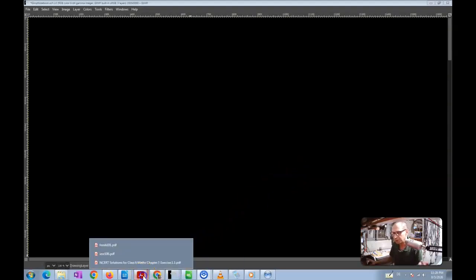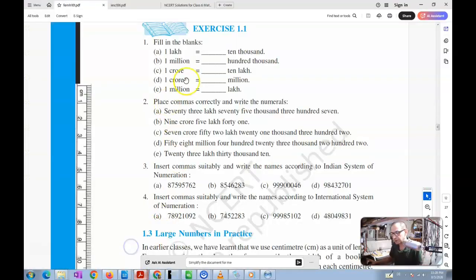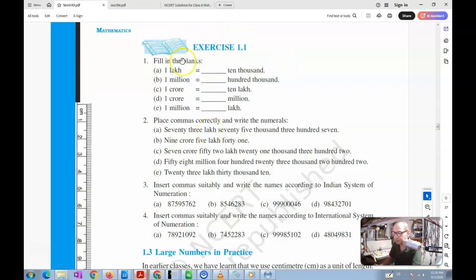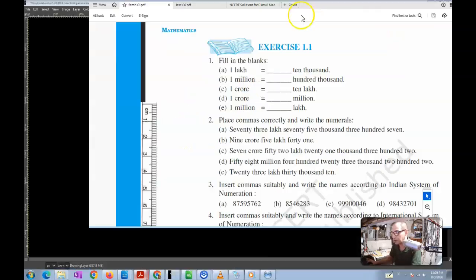Okay, so now welcome back. Now let's take a look at exercise 1.1. We have these questions over here, which are, for example, 1 lakh is so many 10,000s, or 1 million is so many 100,000s, or 1 crore is so many 10 lakhs, and so on and so forth. I will do a couple of these. The rest you can, of course, do yourself.